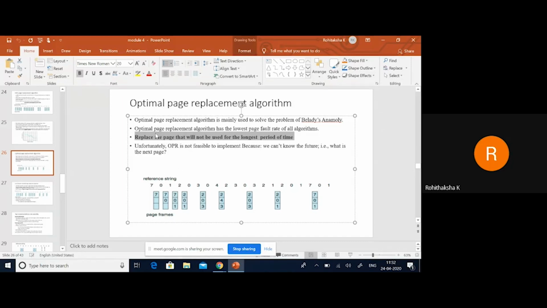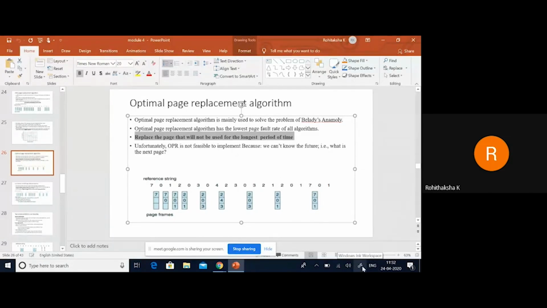So for example, we are going to check the longest frame. Let me go to a worked example again. I'll write down the string: 7 0 1 2 0 3 0 4 2 3 0 3 2 1 2 0 1 7 0 1. So now let me come to this.